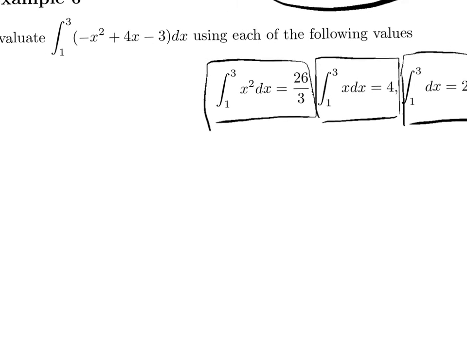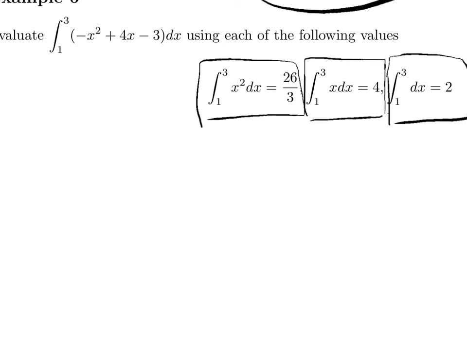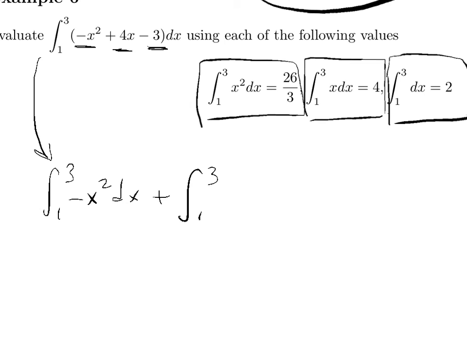So now we want to take a look at this function and apply some of our properties. What's the first property you want to think about applying to this larger function? The plus or minus. Yeah, we want to pull them apart. So it's going to be integral 1 to 3 of negative x squared dx plus integral 1 to 3 of 4x dx minus integral 1 to 3 of 3 dx. What's the next property we want to look at?